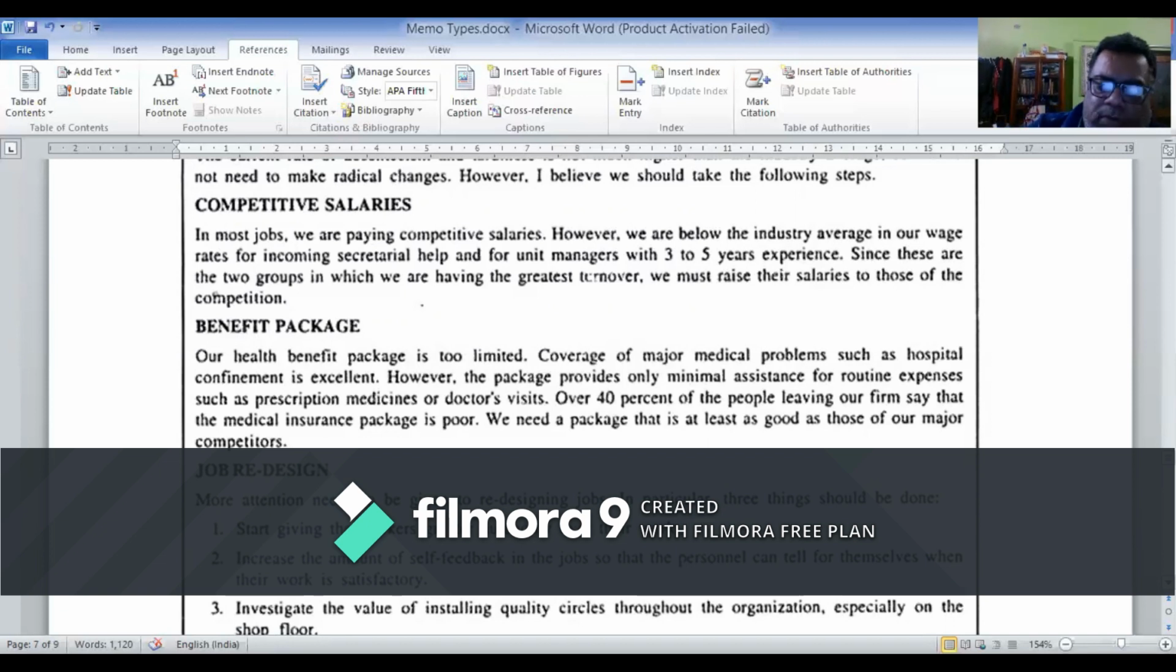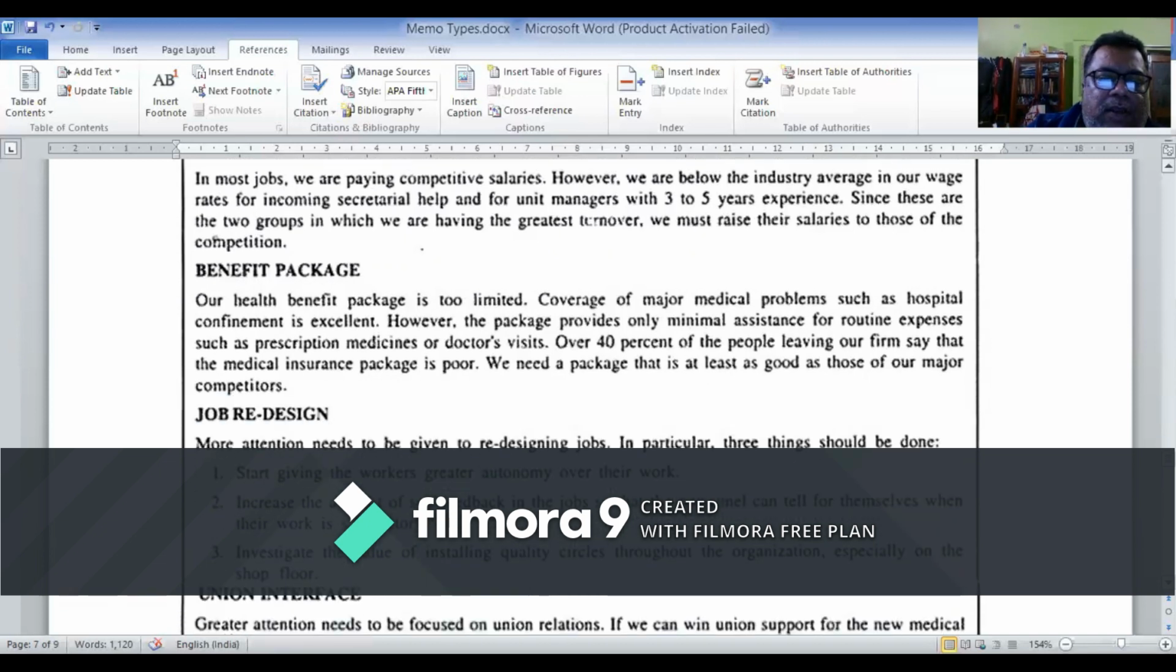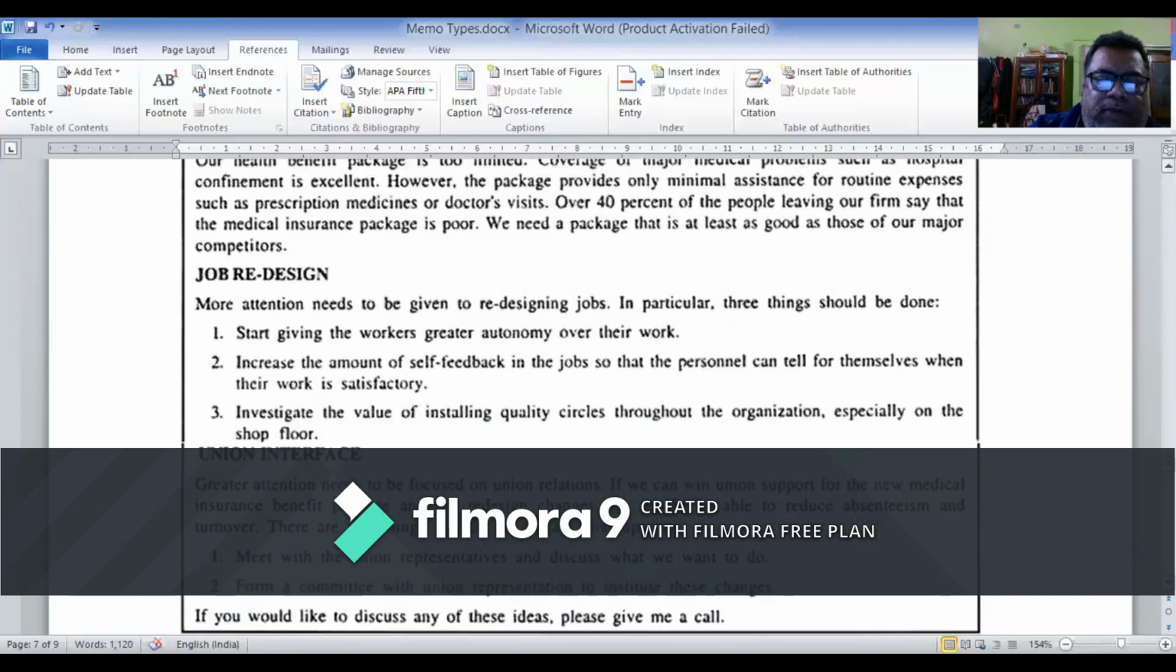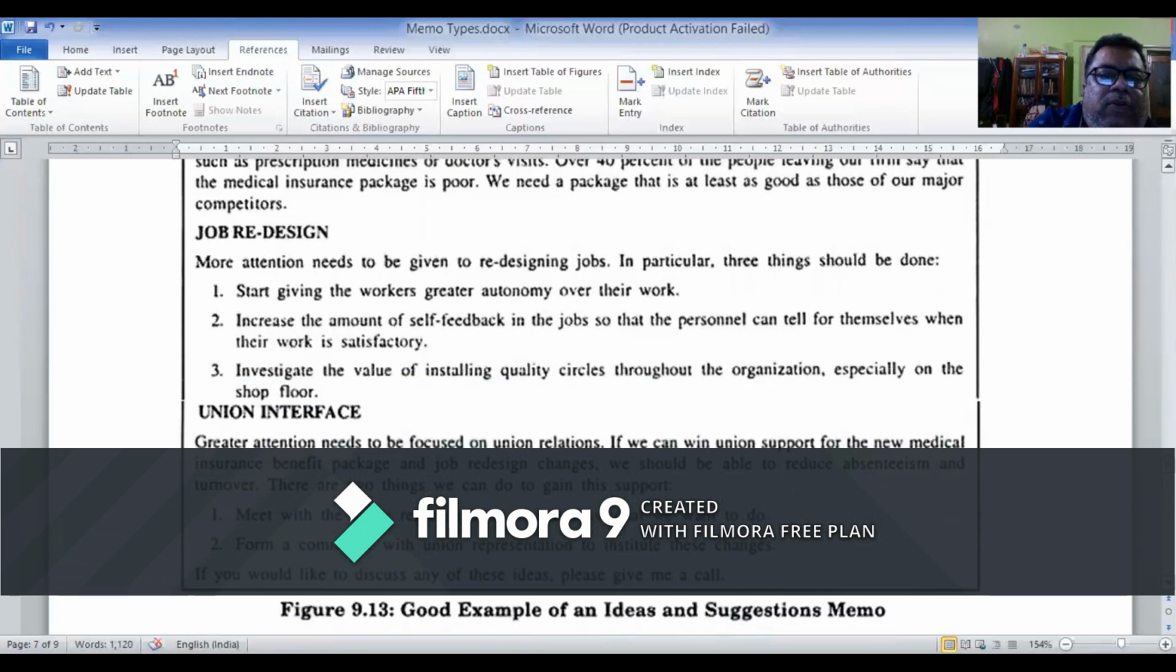Job redesign also, now clearly more instructions, more recommendations have been given. So say start giving the workers greater autonomy over their work, increase the amount of self-feedback, investigate the value of installing quality circles throughout the organization. Then you have the union interface, says meet with the union representatives, discuss what we want to, form a committee with the union representation. And if you would like to discuss any of these ideas, please give a call.